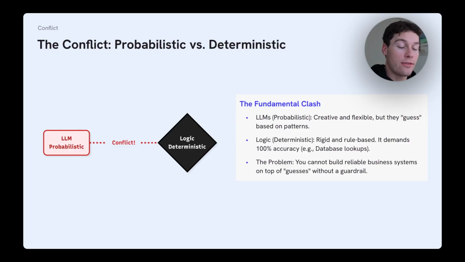This makes it creative, flexible, and capable of understanding human nuance. But fundamentally, it is guessing. It is non-deterministic. For instance, if you ask it the same question twice, you might get two different answers.